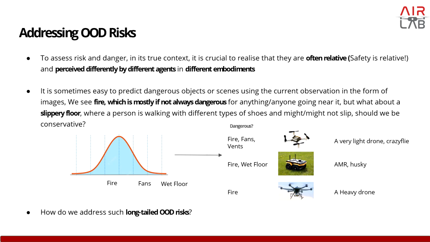For example, a bad floor might be dangerous for a mobile robot, but not for a drone, which is common sense, but even within mobile robots, it might affect two different robots differently based on the traction system. So out of distribution risks are ambiguous and present at the long tail of the risky scenarios. Some recent works on identifying and mitigating out of distribution risks have been published.